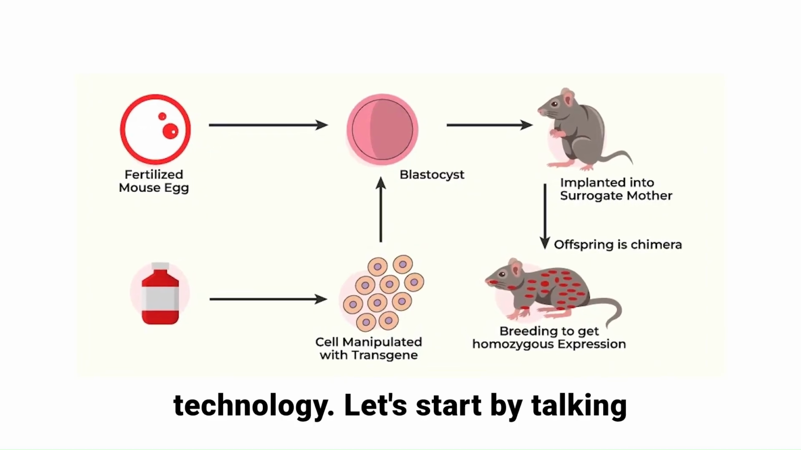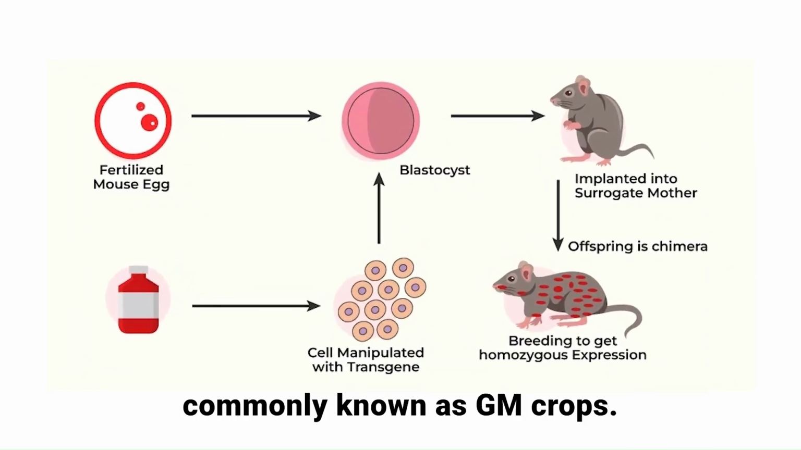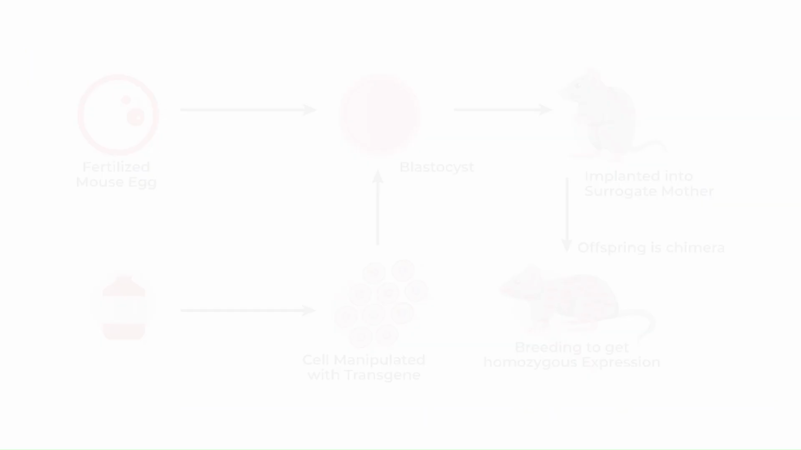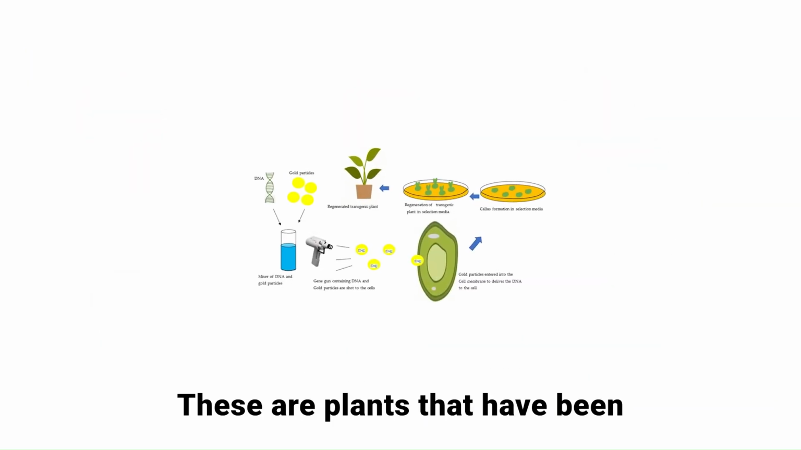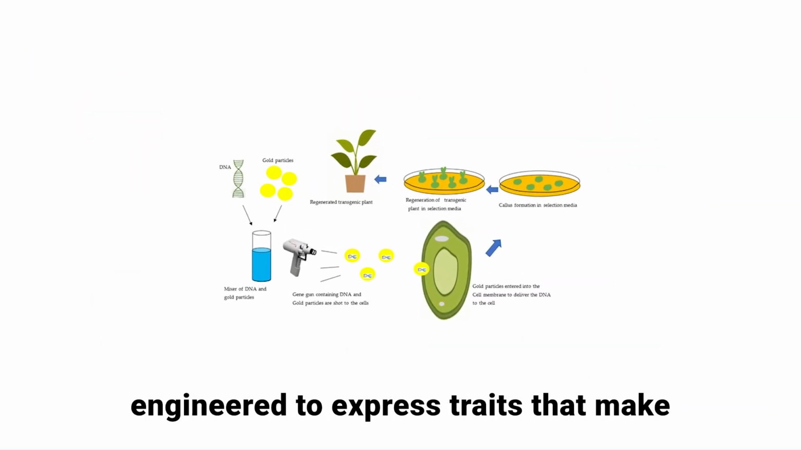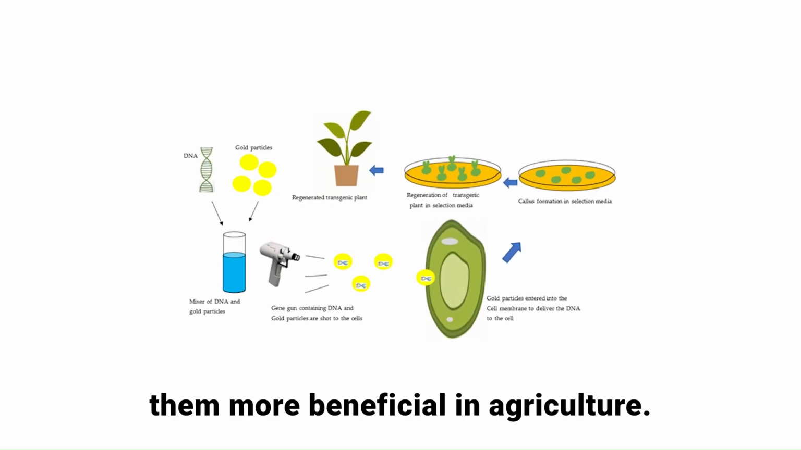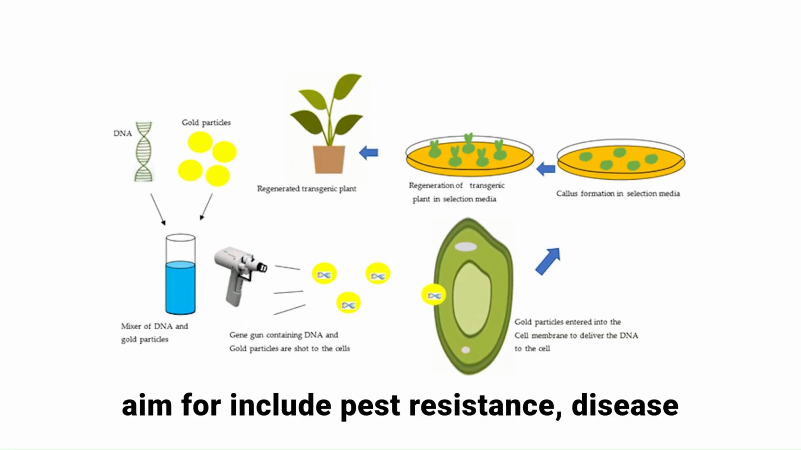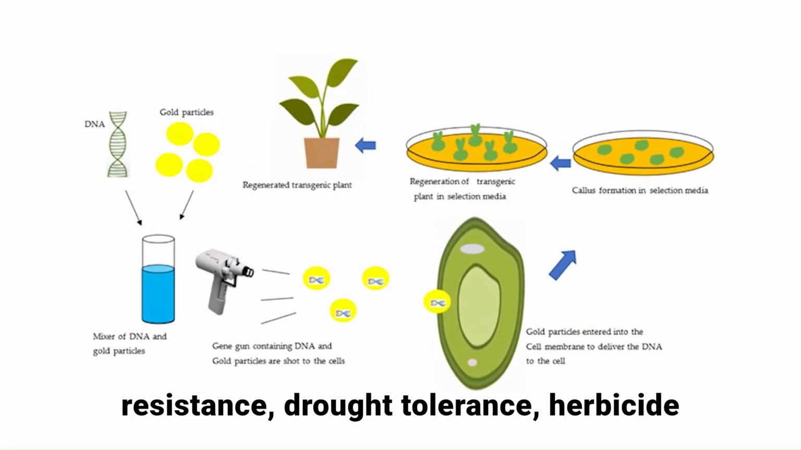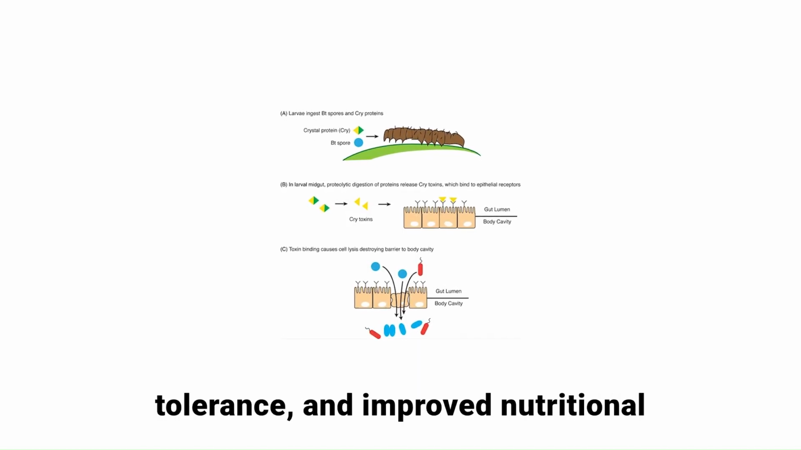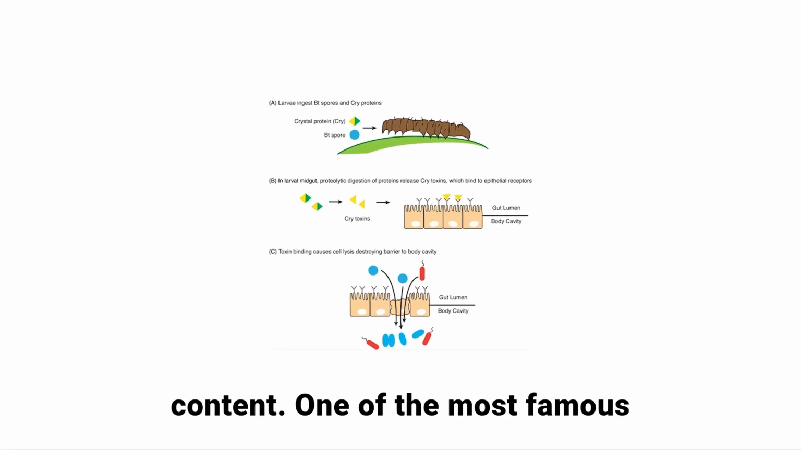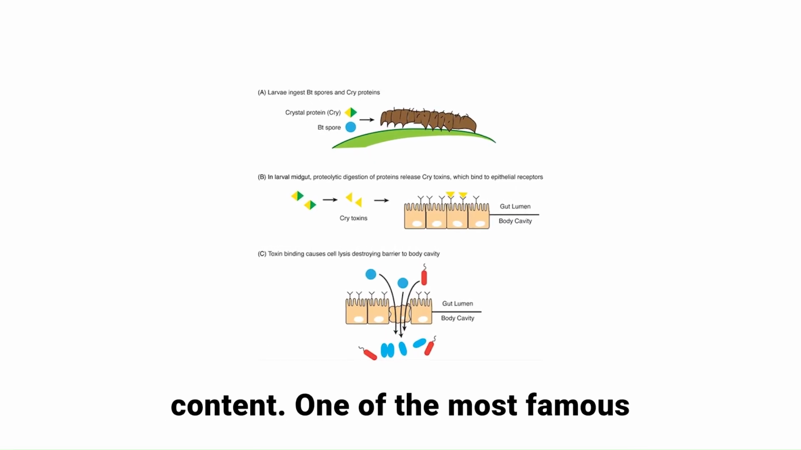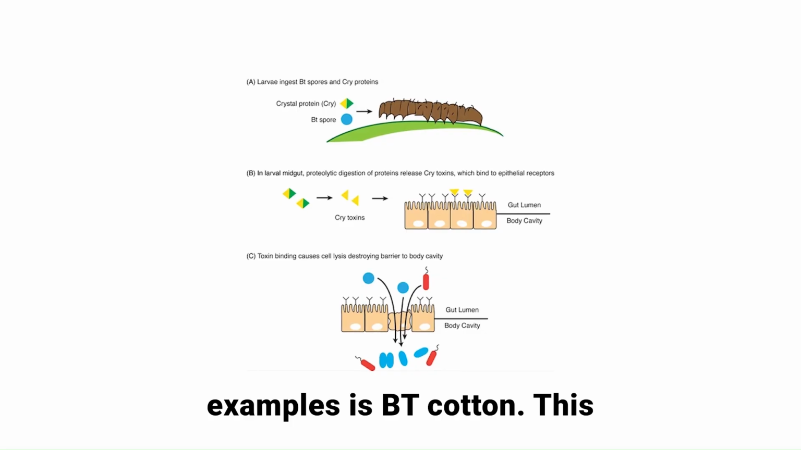Let's start by talking about genetically modified crops, commonly known as GM crops. These are plants that have been engineered to express traits that make them more beneficial in agriculture. The most common traits that scientists aim for include pest resistance, disease resistance, drought tolerance, herbicide tolerance, and improved nutritional content. One of the most famous examples is Bt cotton.